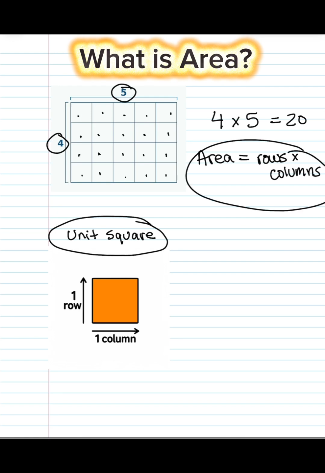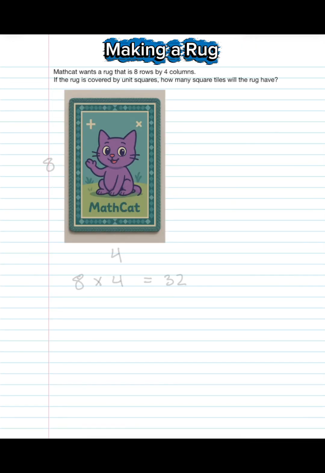Let's go ahead and start with an example. MathCat wants a rug that is 8 rows by 4 columns. If the rug is covered by unit squares, how many square tiles will the rug have? So our picture here has 8 rows and 4 columns. So let's write our equation: 8 times 4, and that equals 32. If we had a grid of unit squares and laid it on our rug, we would have 32 of those unit squares.